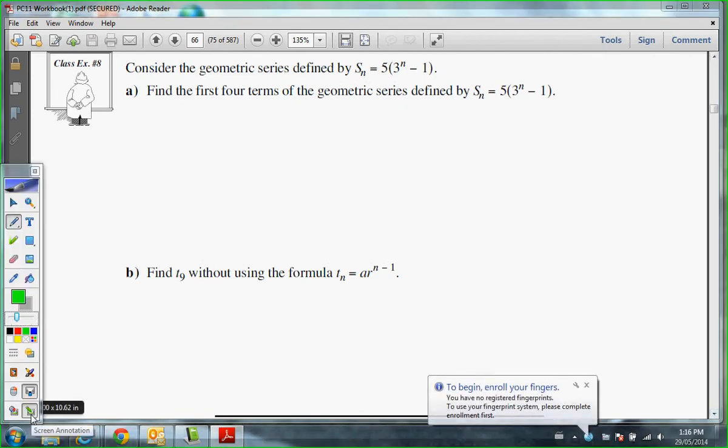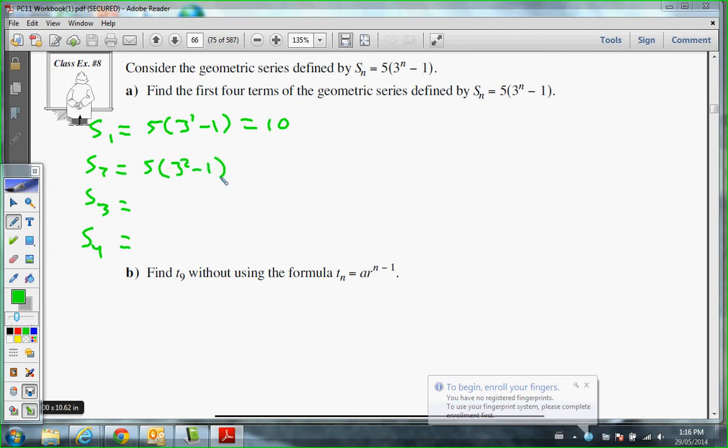Consider the geometric series defined by S sub n equals 5 times 3 to the n minus 1. Find the first 4 terms of the geometric series defined by that. So we want S sub 1, S sub 2, S sub 3, S sub 4. So we're just plugging those in. 10. 40. 130. 400.